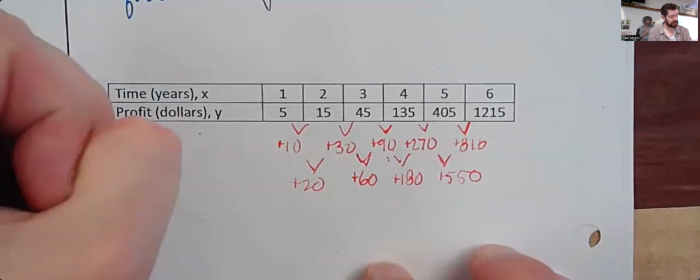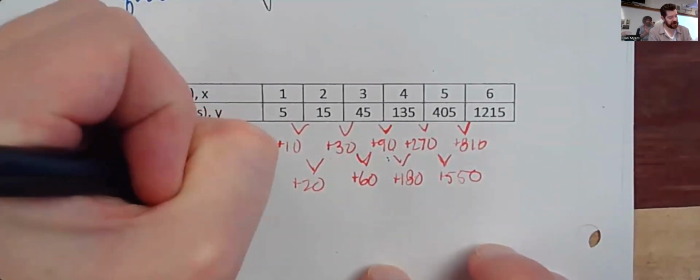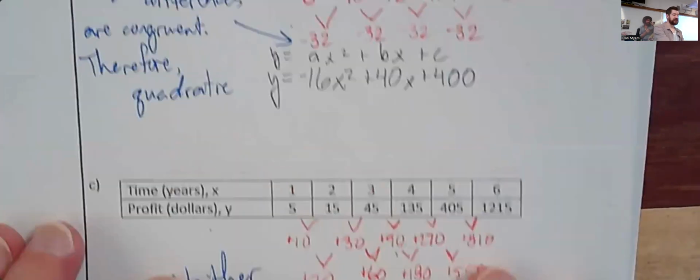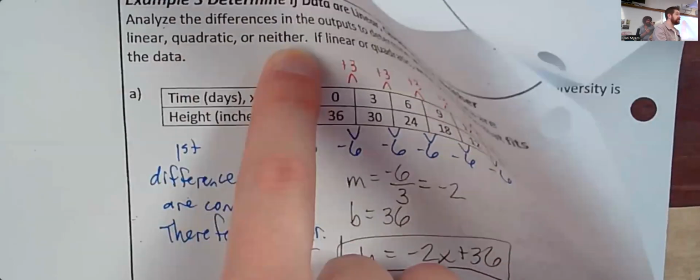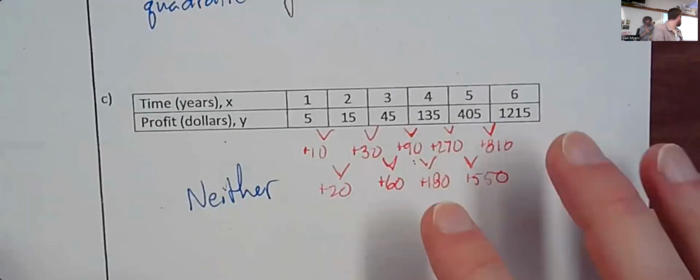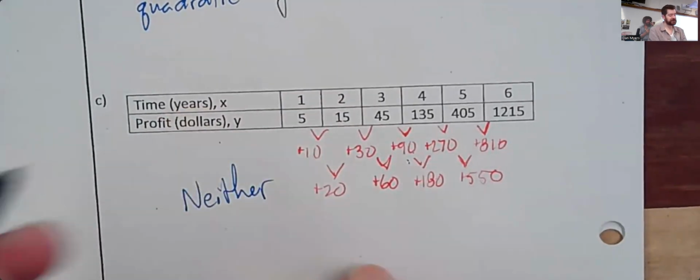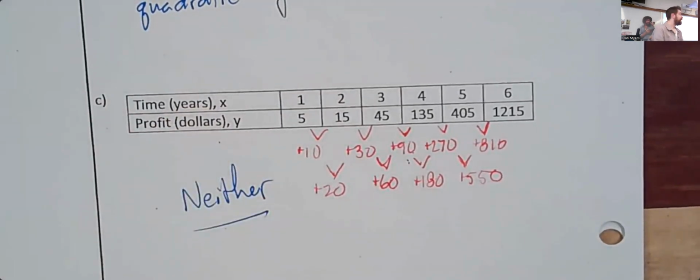So we're going to say neither because right now we're testing between linear or quadratic. It even said so at the top here: if the data are linear, quadratic, or neither. So this one, definitely neither because the first differences are not the same and neither the second differences. So we're just going to stop after that and we'll say neither for that. If it's neither, it's kind of convenient because you don't have to do any calculations after that. You're just done. You don't even have to write an equation. You just leave it. All right. Questions here before we move on?